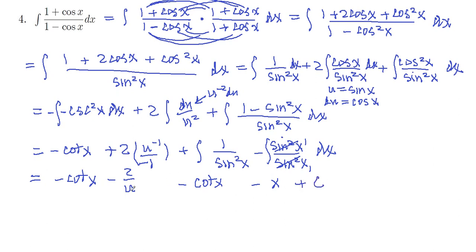And now we just have to plug back in for our u, which was sine x. So this will be negative. We got a cotan there and another cotan there. So negative 2 cotan x minus 2 over sine x. Minus x and plus c.